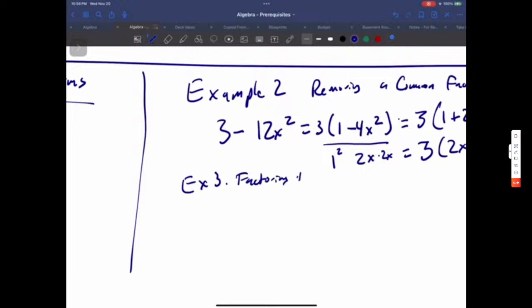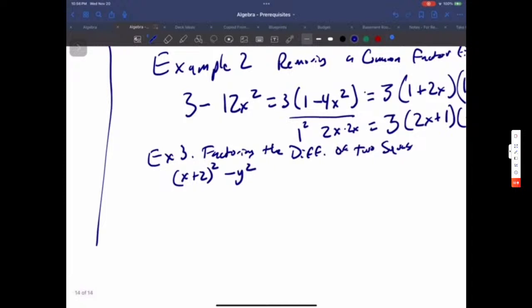Factoring the difference of two squares. So you have x plus 2 squared minus y squared. It looks weird and hard because there's multiple terms in the first term, which is x plus 2 squared, but it is a square. Obviously there's a square minus a square, so you can do the same thing. You just have to remember that normally where you say u plus v and u minus v, in this case your u is the x plus 2.